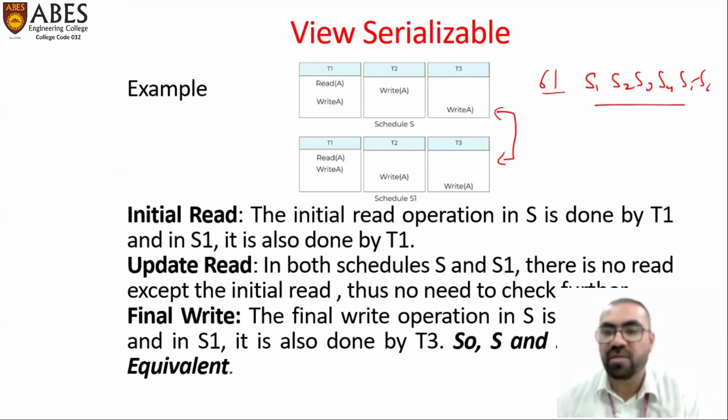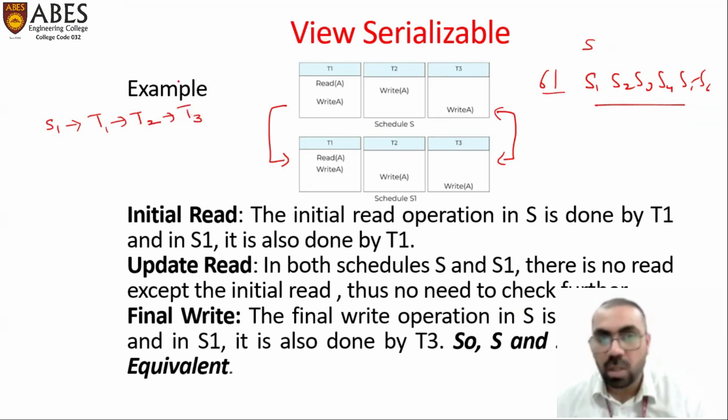So we have to check each one, and we need to check one compared to S1. Now what we have taken as S, what would S1 be? S1 says that T1 should occur first, T2 second, and after that T3. This we assume, and this we need to check with the original S schedule. This is first.